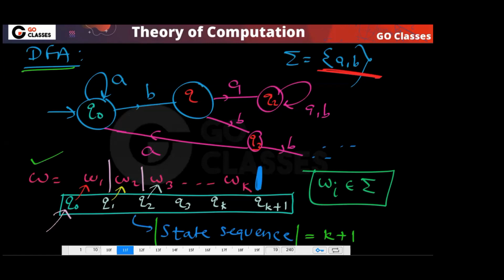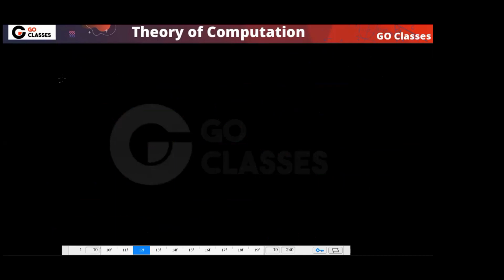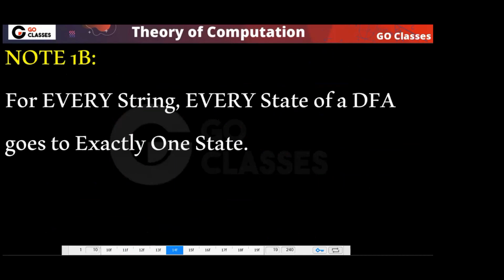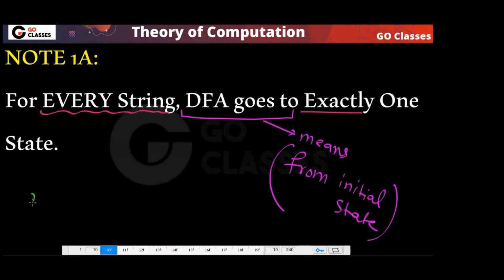Now let me ask you this question. Is this statement true? For every string, can I say every state of DFA will go to exactly one state? This statement basically says delta star of q0 comma w, for all w, for every string, what happens?